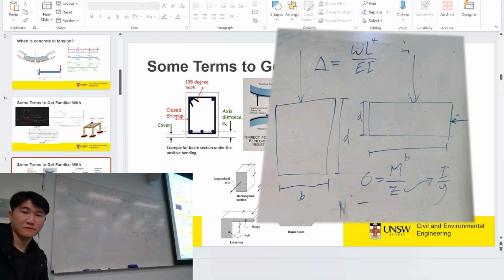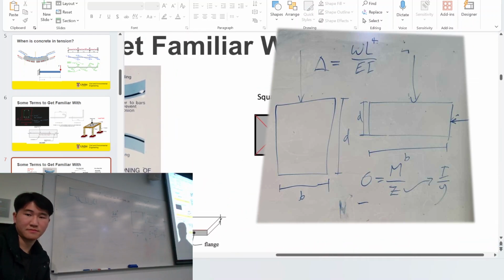In concrete design, there are also things such as slabs, and you've got one-way slabs and two-way slabs. You won't have to deal with that too much, but it's just more notation and more terms to get familiar with.